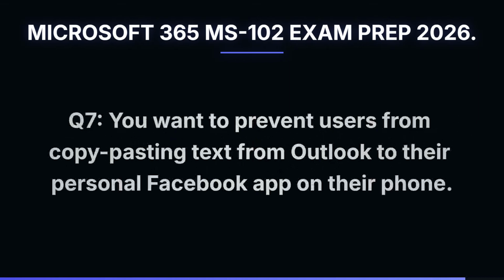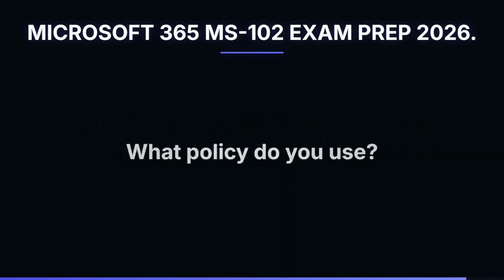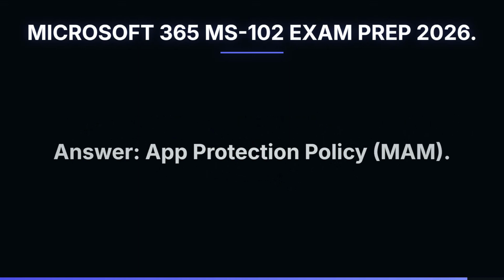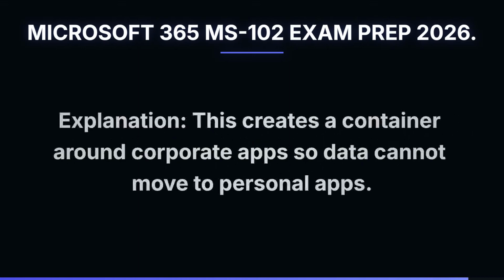Q7. You want to prevent users from copy-pasting text from Outlook to their personal Facebook app on their phone. What policy do you use? Answer: App Protection Policy, MAM. Explanation: this creates a container around corporate apps so data cannot move to personal apps.